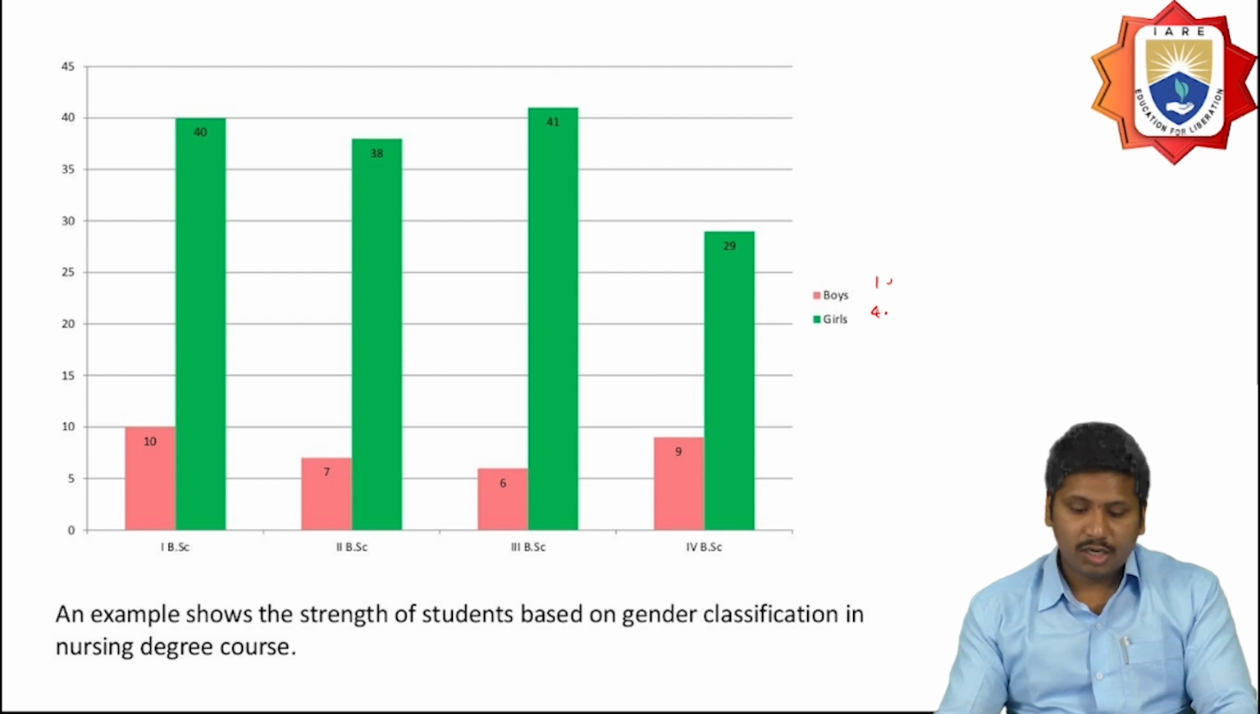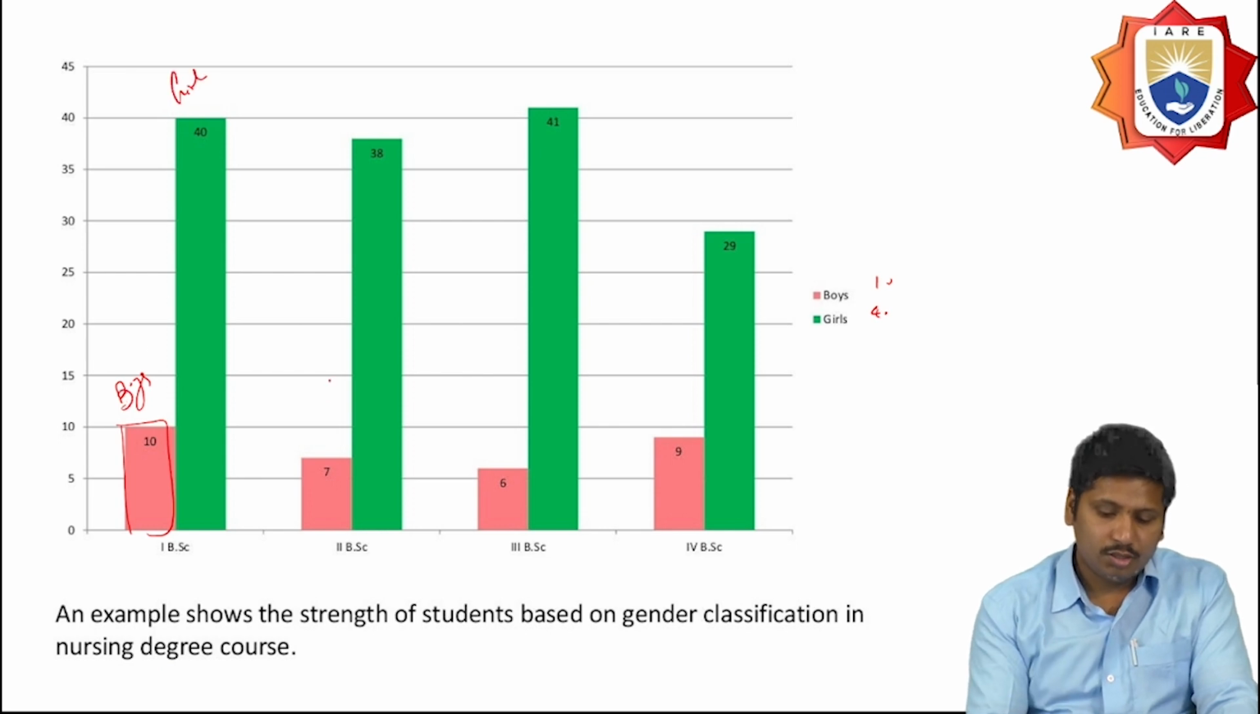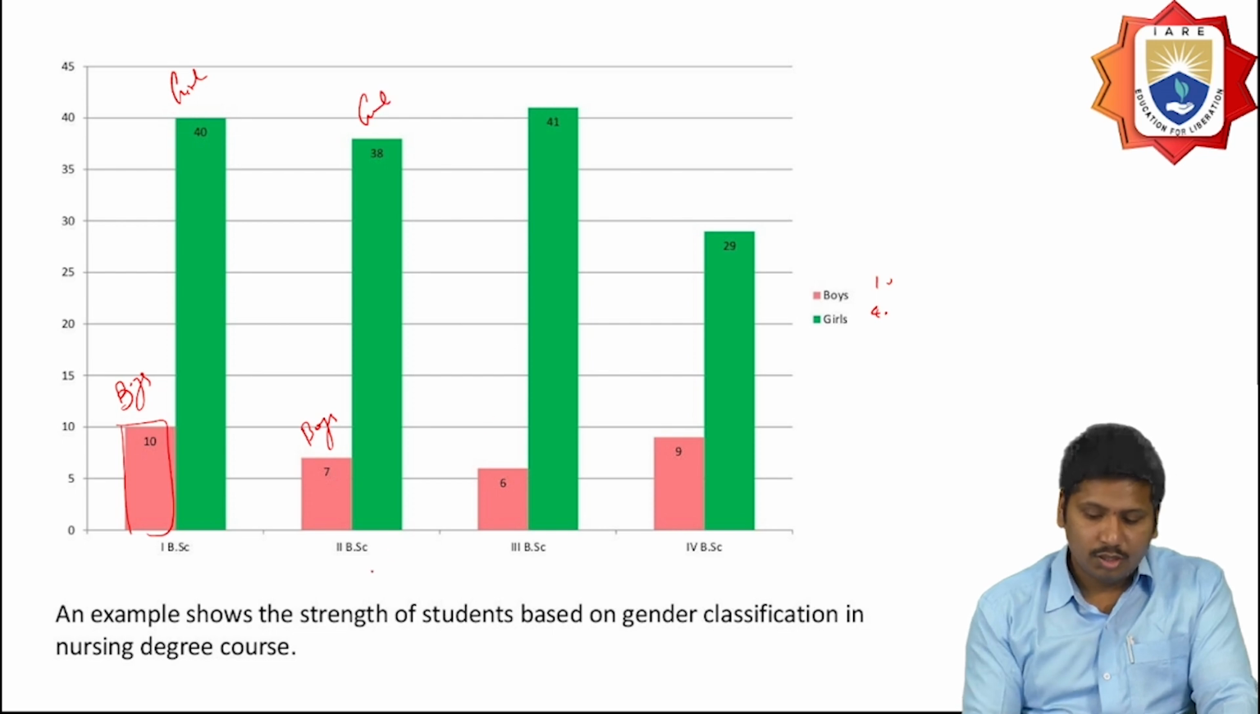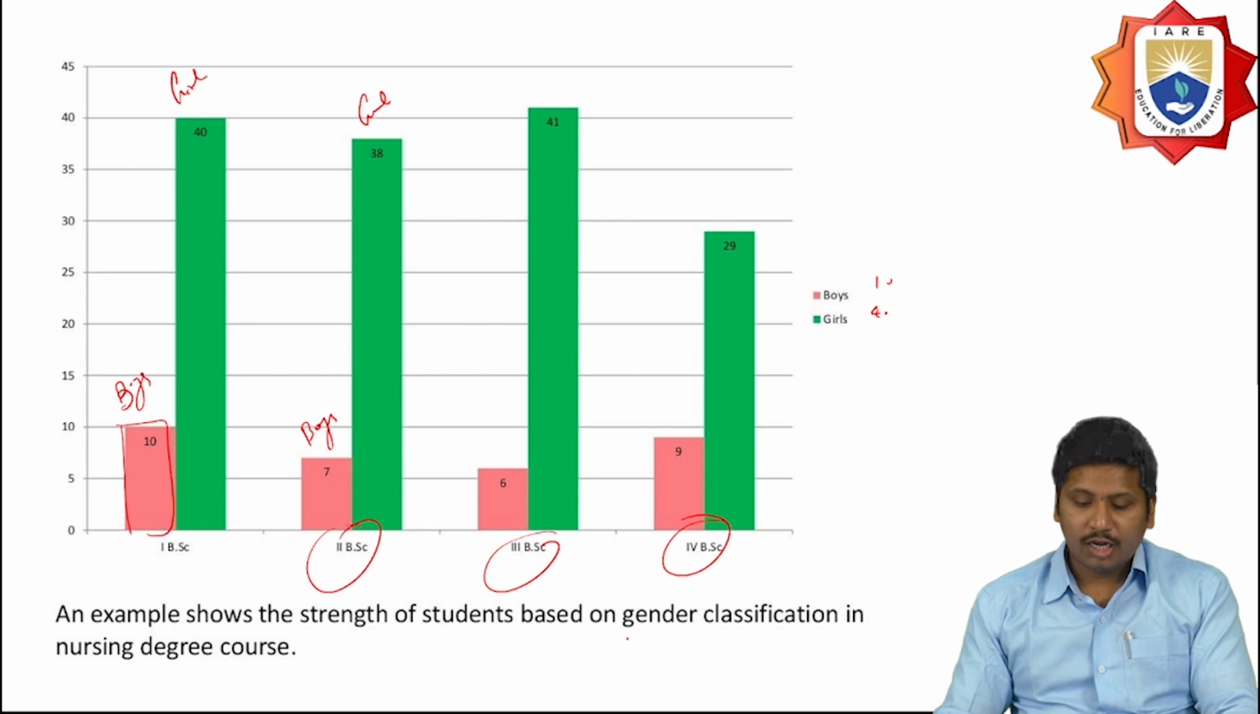So we can maintain multiple bars. This is one bar representing boys, and this is another bar representing girls, and this is another representing boys, and this should be girls. So second BSc, third BSc, and fourth BSc. Like this, I can represent different types with colors, and I can make the bar diagram more clear.